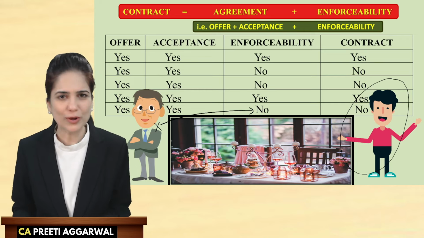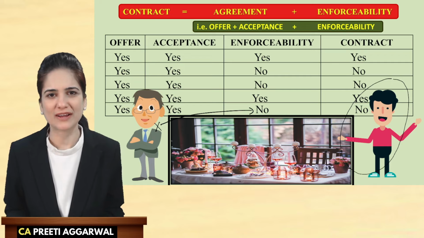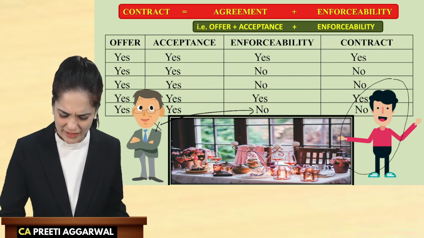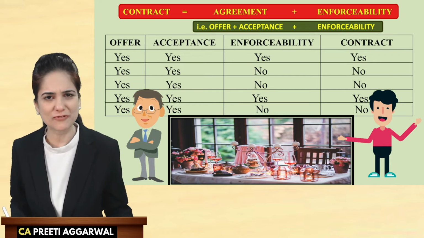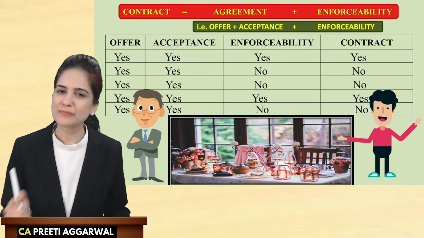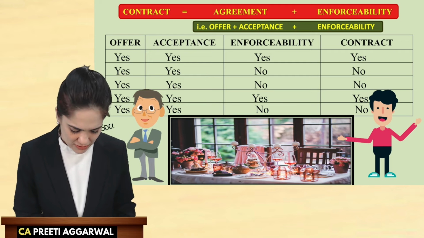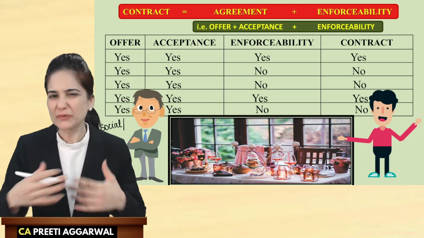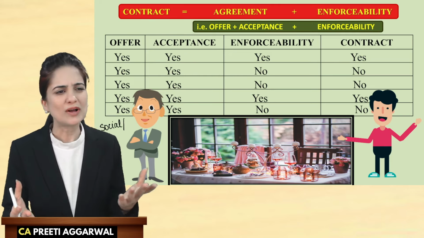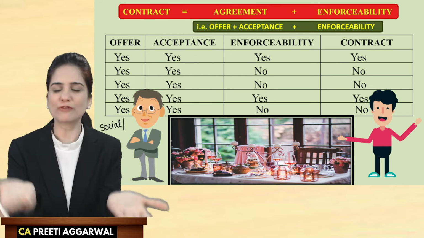No. There's no enforceability. It's not a contract. It's just an agreement. He's our friend. We don't file cases against friends. Students, from this, can I conclude that in case of social agreements, that is between friends, there's no enforceability? I never even think of filing a case.